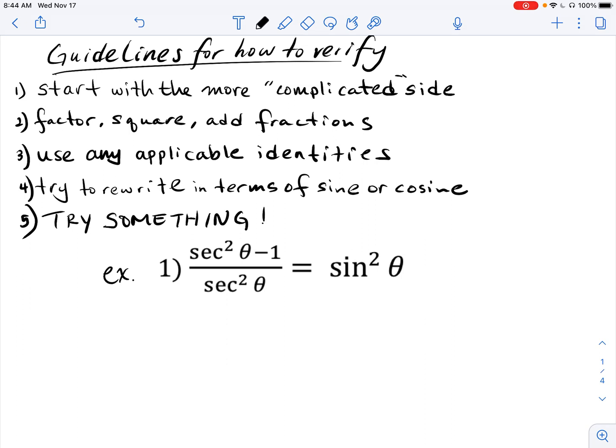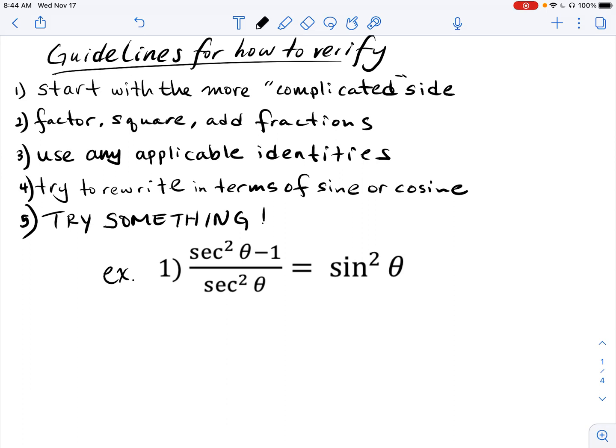It's always a good idea to try to start with the more complicated side. Mathematically speaking, we've had a lot more practice simplifying complicated expressions and making them simpler than taking something that's already pretty simple or condensed and trying to expand it out. Oftentimes, we will need to factor, square, or add up fractions or combine fractions. And whenever it's possible to use an applicable identity, that would be oftentimes helpful.